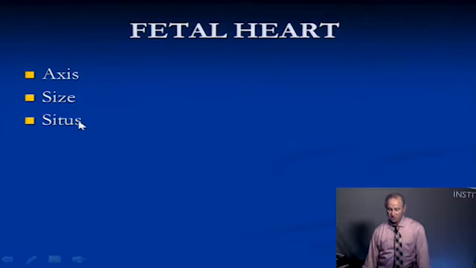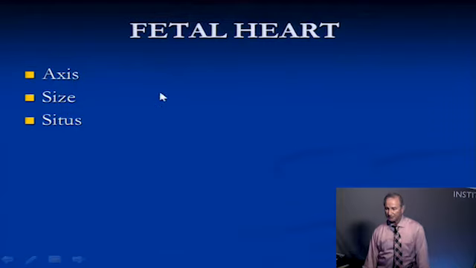The situs means that the heart is on the left side of the body together with the stomach on the left side, and if the heart is on the right side, then you have situs inversus. Sometimes you have the stomach and the heart on the right side of the body.